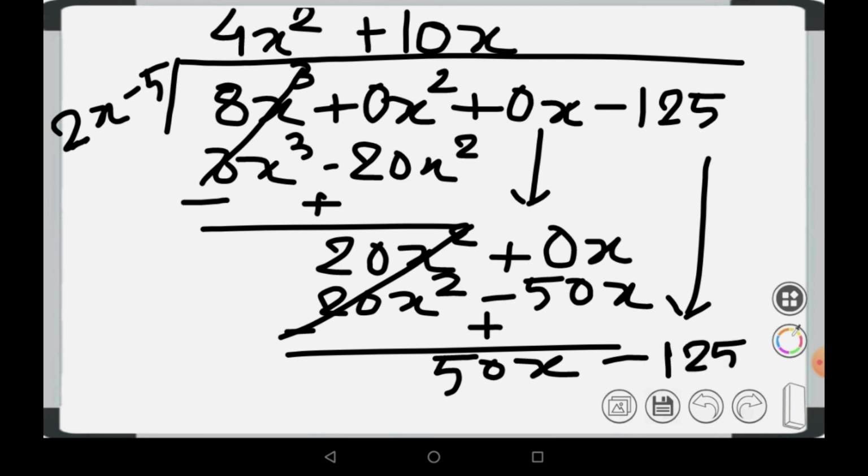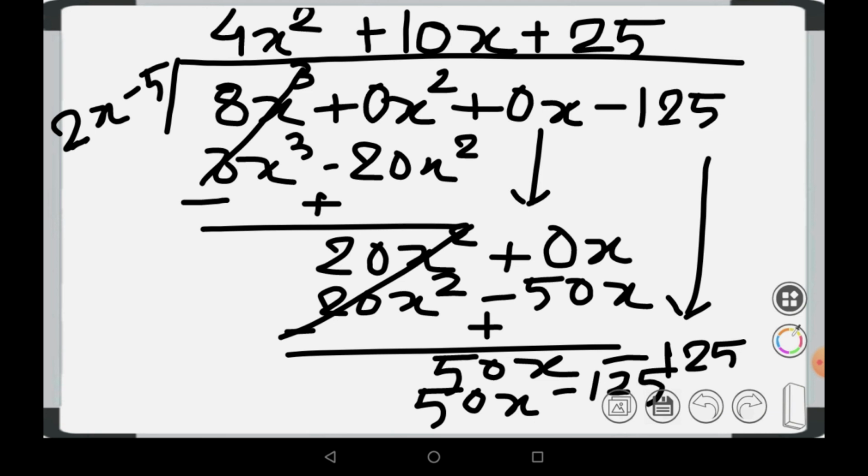Okay, now again we will look at the first term of the divisor 2x and the first term that we have over here, 50x. So we need to multiply it with a plus 25. That is how we'll get 50x. 25 into minus 5 will be minus 125. Minus will become plus, plus will become minus. Both the terms will be cancelled and the remainder will be 0.